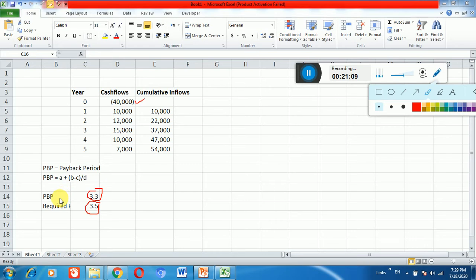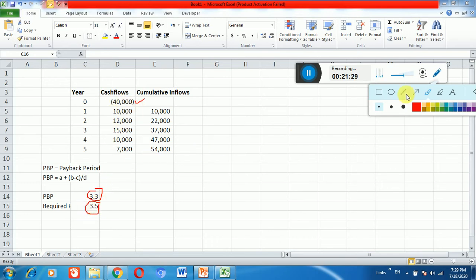Why? Because the acceptance criteria for you is your required payback period, and that is 3.5, and what is computed here is 3.3. So obviously you are making an investment here, as this project is giving you your initial cash outflow in less than your required years.